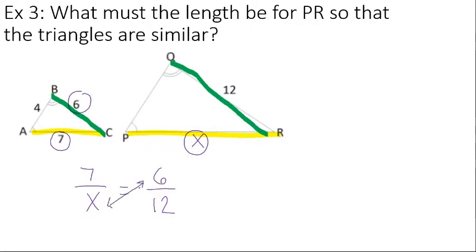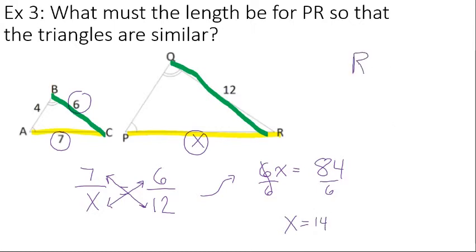And once we do this, we cross multiply. So X times 6 gives me 6X. 7 times 12 gives me 84. And I divide that by 6. So X equals 14. So I'm going to say up here for my answer, PR is equal to 14.